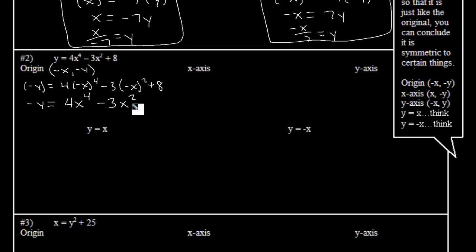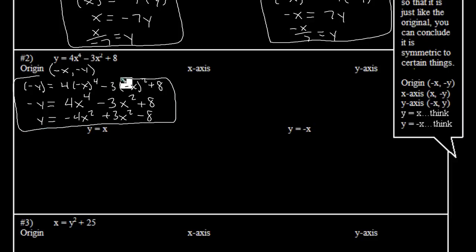This is the point where some people make mistakes. Exponents first makes this part here a positive times a negative, which is a negative. The original has y by itself, so let's get y by itself here. Let's multiply each term by negative 1, and then we're going to compare this to the original. Is this the same as the original? It's not. The signs are different. This graph is not symmetric with respect to the origin.